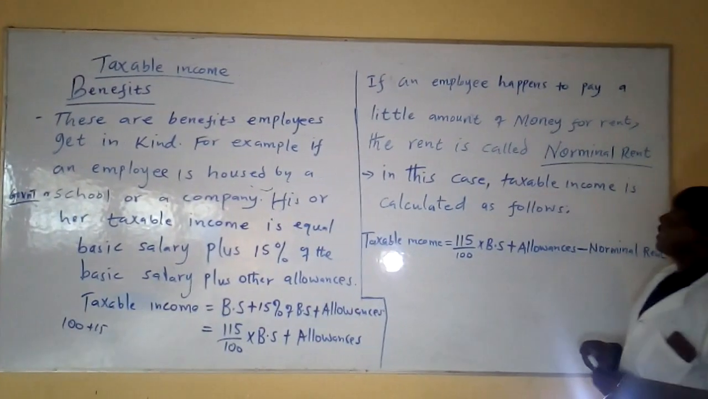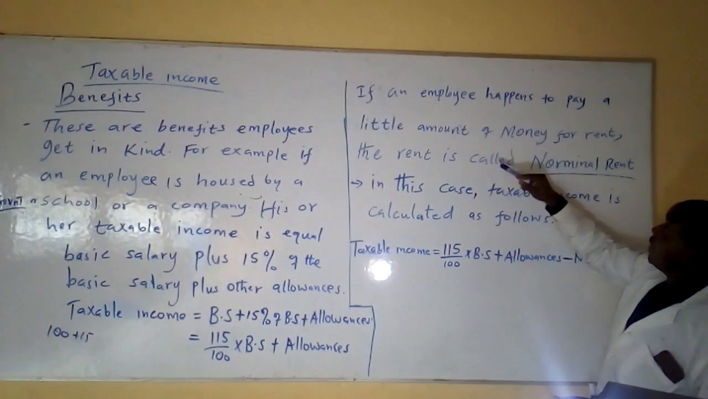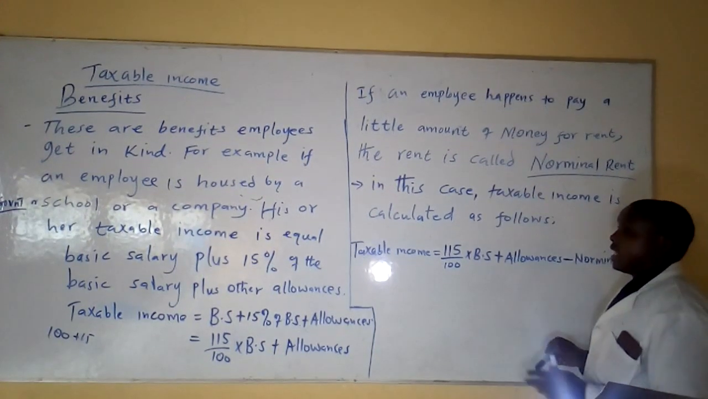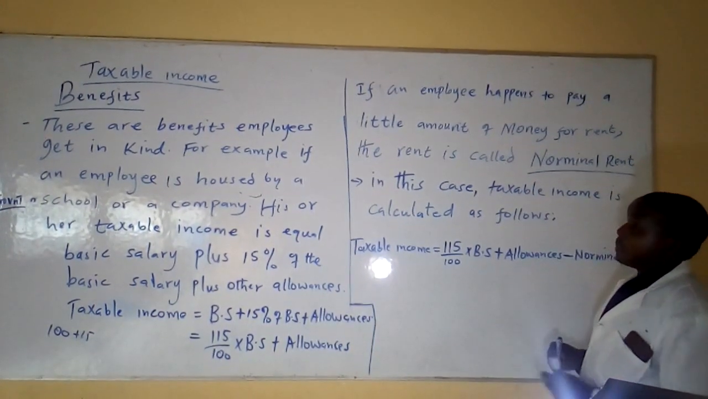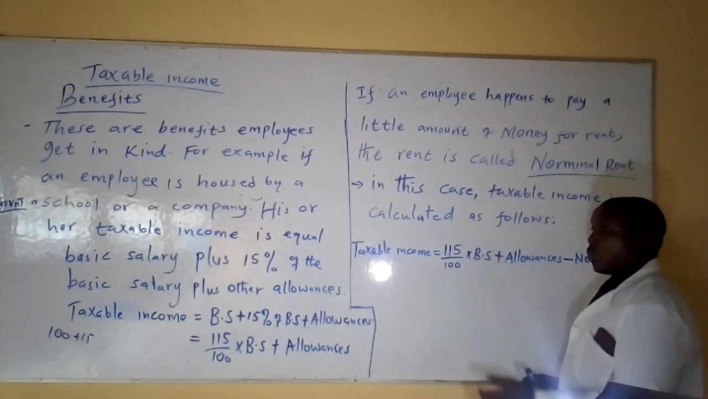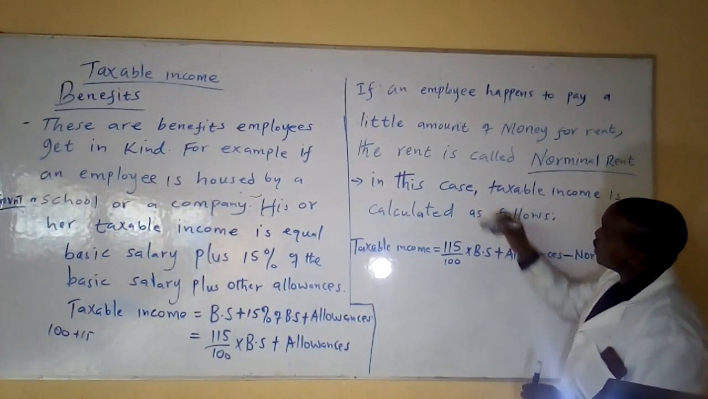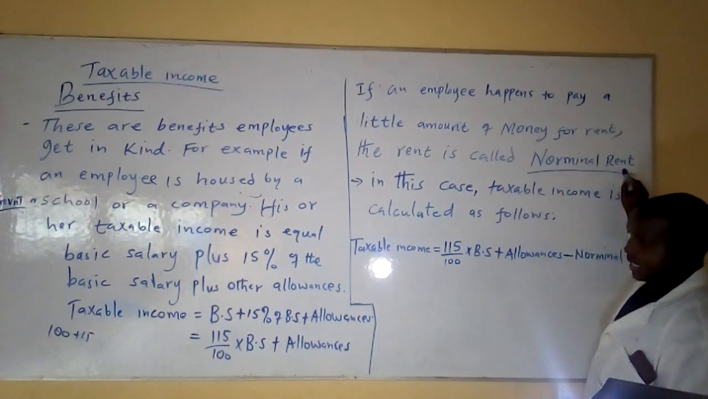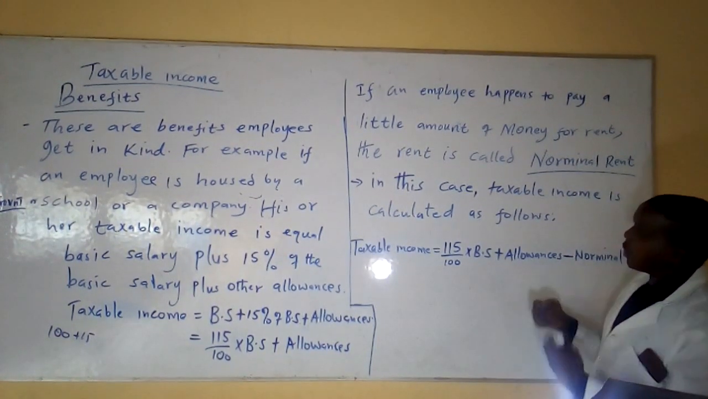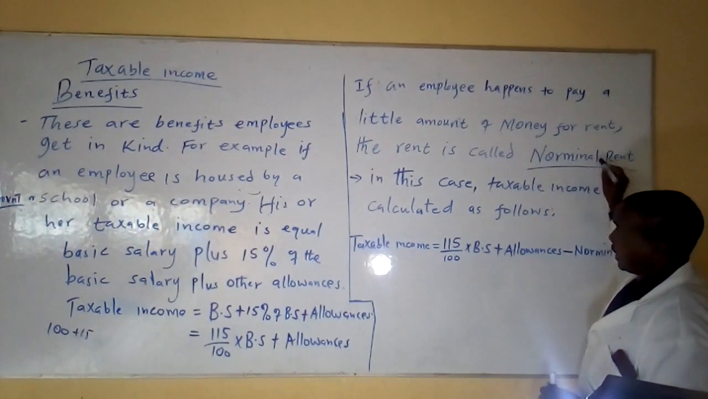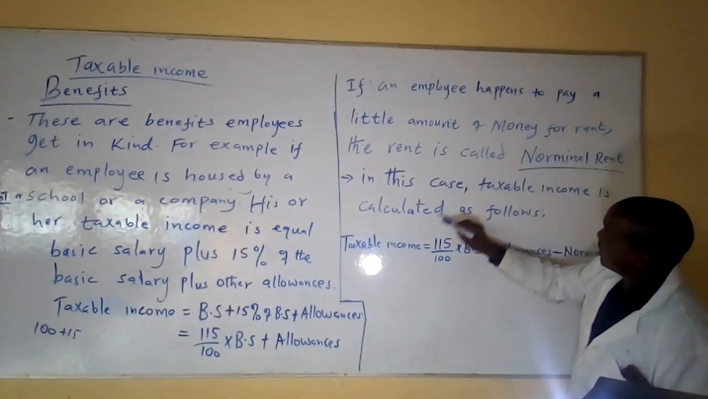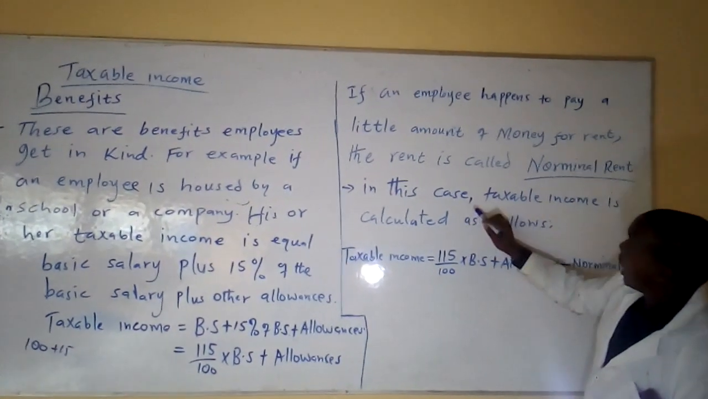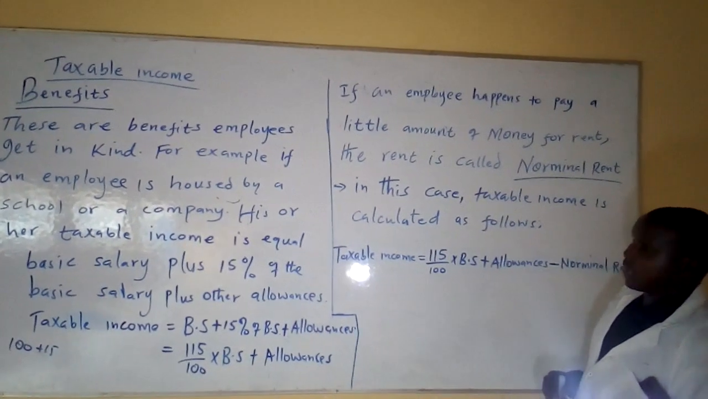So in case this employee pays a little amount of money for the house that he has been given. Remember, teachers who stay in school, in case they pay some little amount of money, that amount is called nominal rent. So in this case, if they are paying some little amount of money that is called nominal rent, how do we calculate the taxable income of that person?